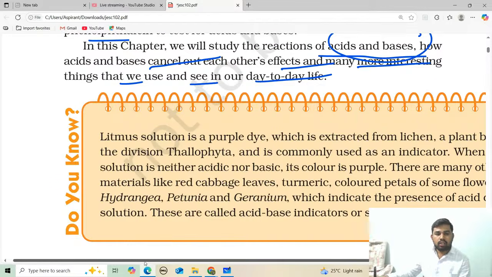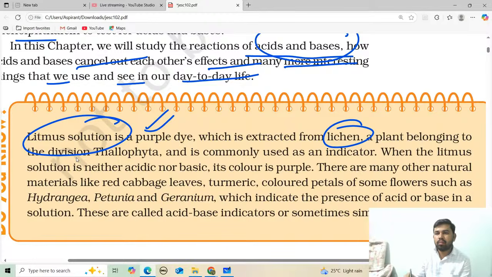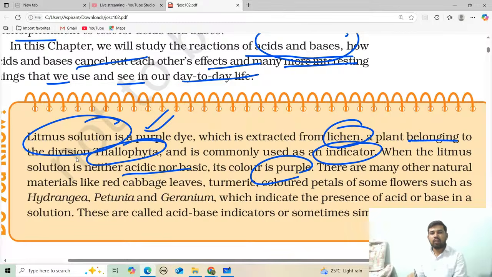This box tells about some natural indicators. They have given litmus solution here. Litmus solution is a purple dye extracted from the lichen plant, which belongs to the division Thallophyta. It is commonly used as an indicator. When the litmus is neither acidic nor basic, its color is purple. That is the original color. There are also many other natural materials like red cabbage leaves.